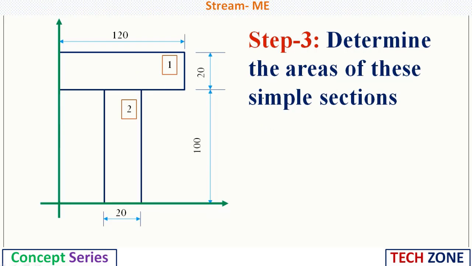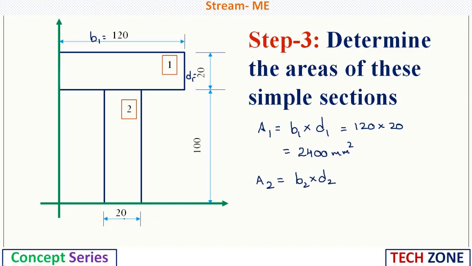Next, we need to determine the areas of the simple sections. So area of the first section, let us say it is A1, which can be taken as B1 into D1. So here you can consider this as B1 and this one is D1. So 120 into 20. All the dimensions that are given are in mm. So we can take this as 2400 mm square. Then area of the second section is B2 into D2. Here B2 is 20 and D2 we can consider it as 100. So 20 into 100, this will be 2000 mm square.